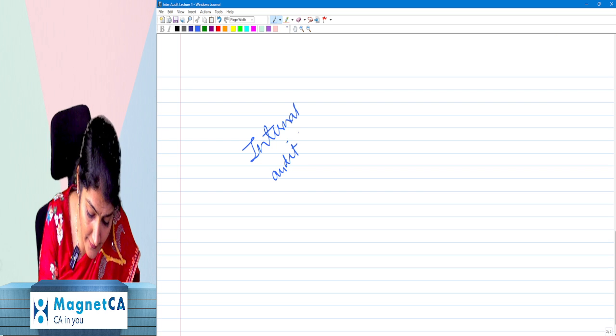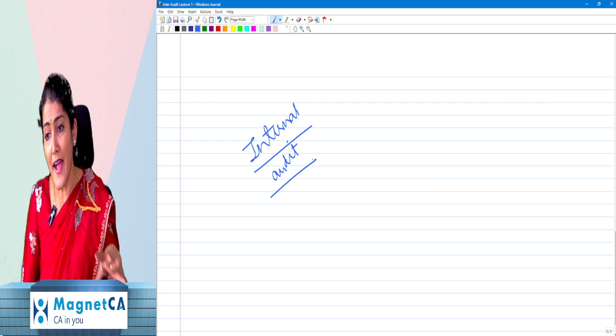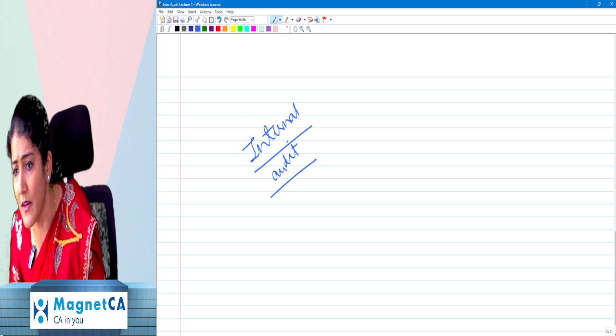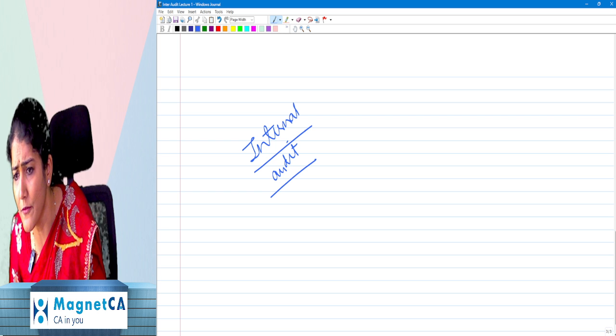An internal audit, if you don't look at it technically, what information does it provide? I'm asking, what information does it provide?